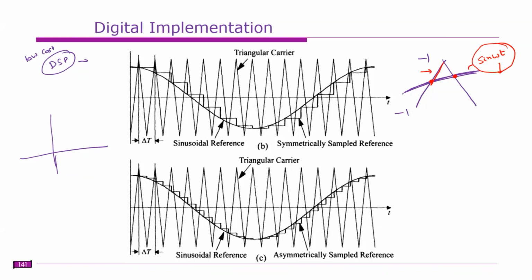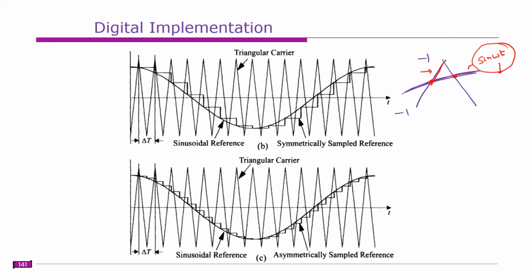Therefore, we have some sample-based methods. One is the symmetrically sampled reference and the other is the asymmetrically sampled reference. This is especially used in digital implementations of low-cost motor drives, where we expect that the speed is not changing or the load is constant.